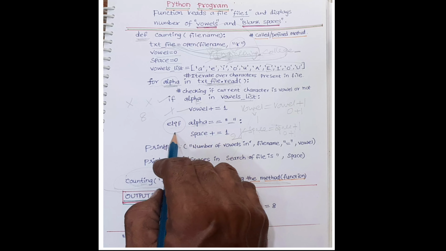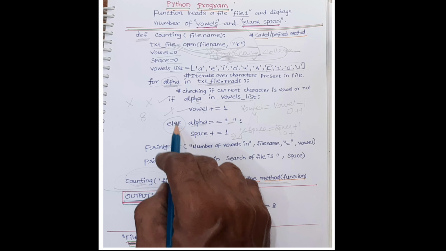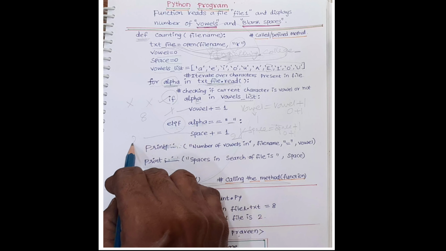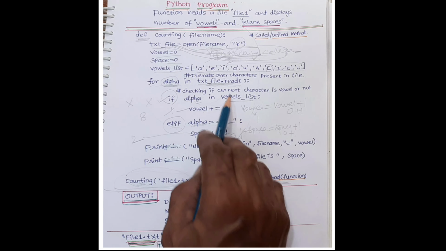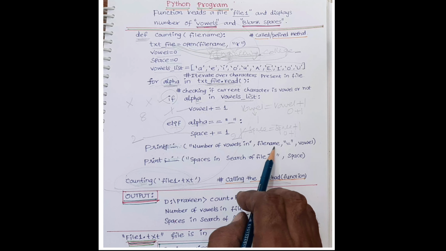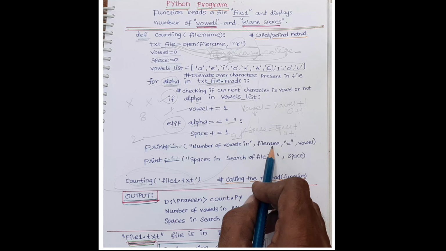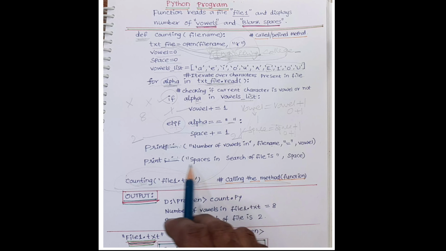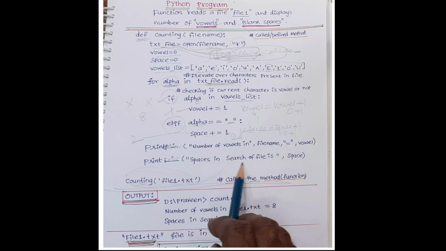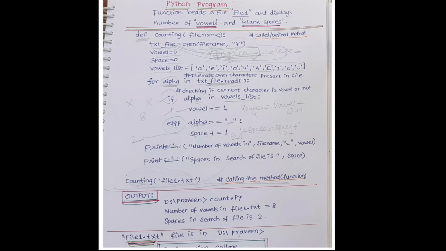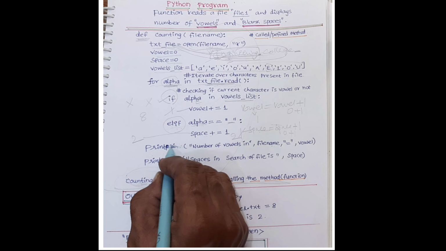This condition will be true 2 times. This if condition will be true 8 times. So our vowels will be 8, our spaces will be 2. Whenever this condition fails, we will come to print number of vowels in file name. What is the file name? File1.txt. You see here in the output, number of vowels in file1.txt, 8. Next, in print, spaces in the file is 2. What is our space value? 2. Okay.